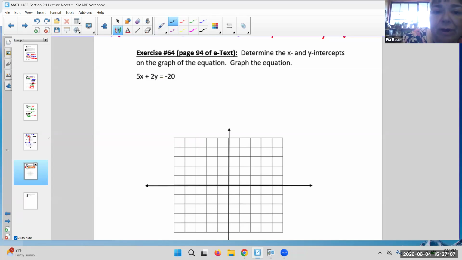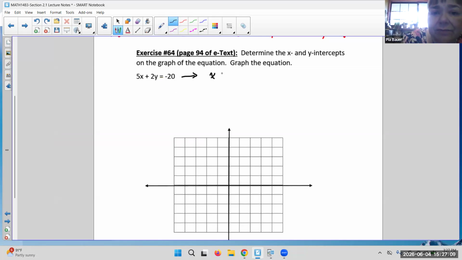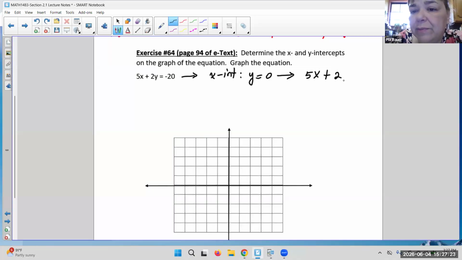So I'm going to start with the x-intercept. We substitute y for 0 in the equation. So I have 5x plus 2y, but instead of y, I'm going to put a 0, equals negative 20. When you multiply 2 times 0, that will give you 0.